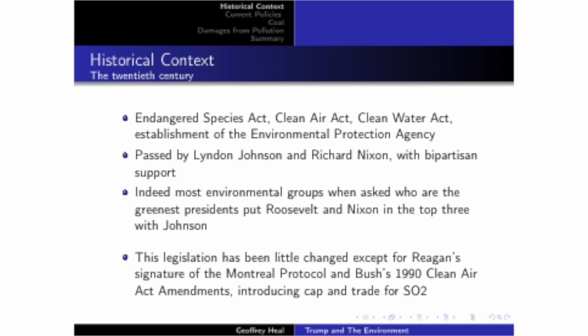I mean, there was a very different political attitude towards environmental issues in the 50s and 60s and going into the 70s from what we have today. As I said just now, the only changes that have really occurred since then are Reagan's signature of the Montreal Protocol. This was the protocol on substances that deplete the ozone layer, phasing out the use of CFCs.